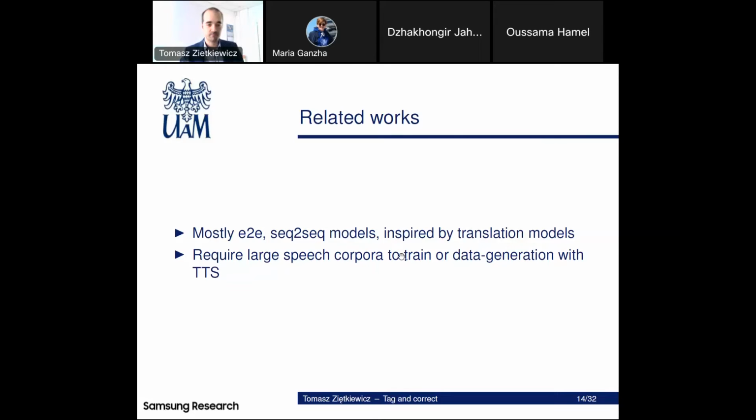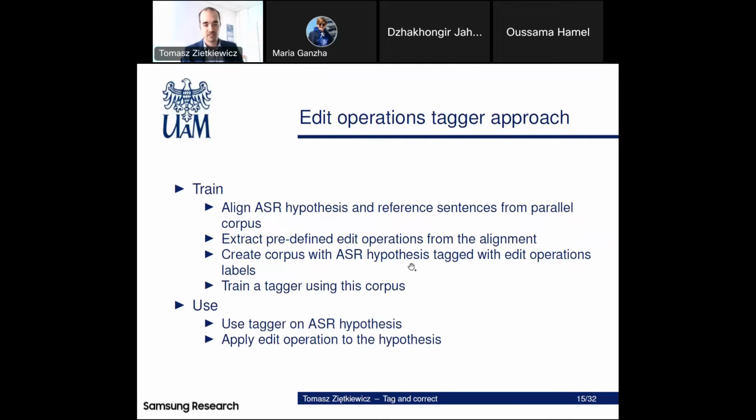So some authors generate additional data with text-to-speech, which requires us to have a good TTS system. And what's more, these systems can sometimes introduce new errors, some hallucinations, and they are not so easy to control as our system. I will explain why in a minute. So what I propose is to tackle the problem in this way.